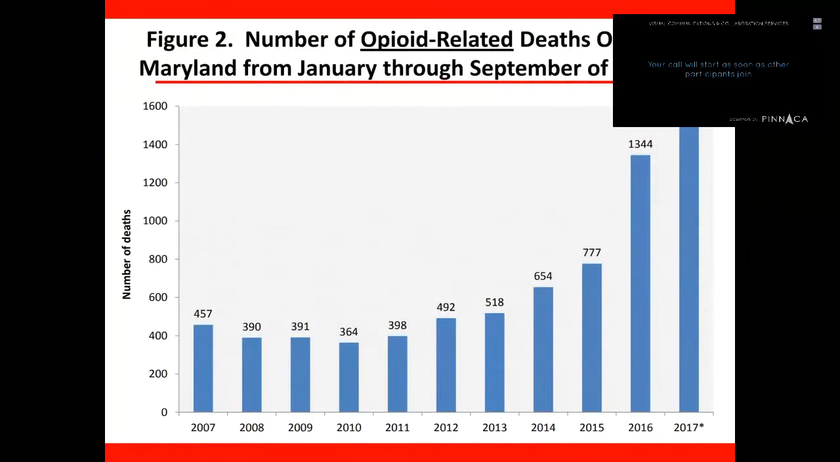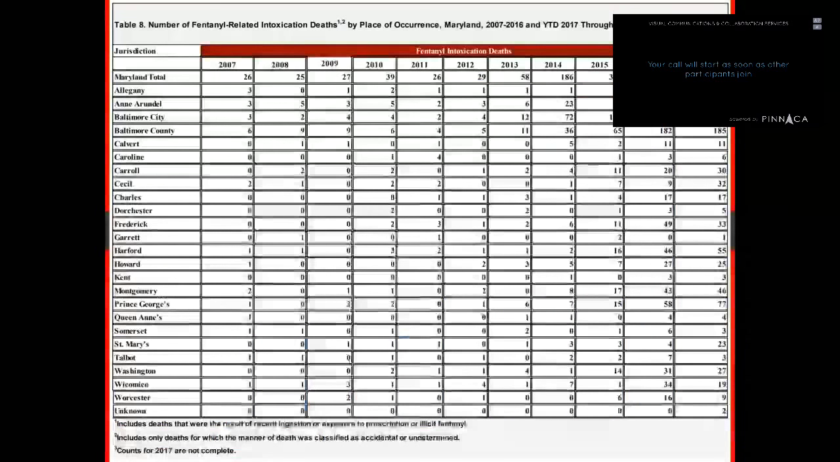If we just look at the first 3 quarters of deaths, we've already beaten our 2016 record by 150 deaths. So this is just in one state alone, and in a state with already some access to treatment. So we have to do more. I can point out that these opioid-related deaths are really driven by an increase of fentanyl-related deaths.